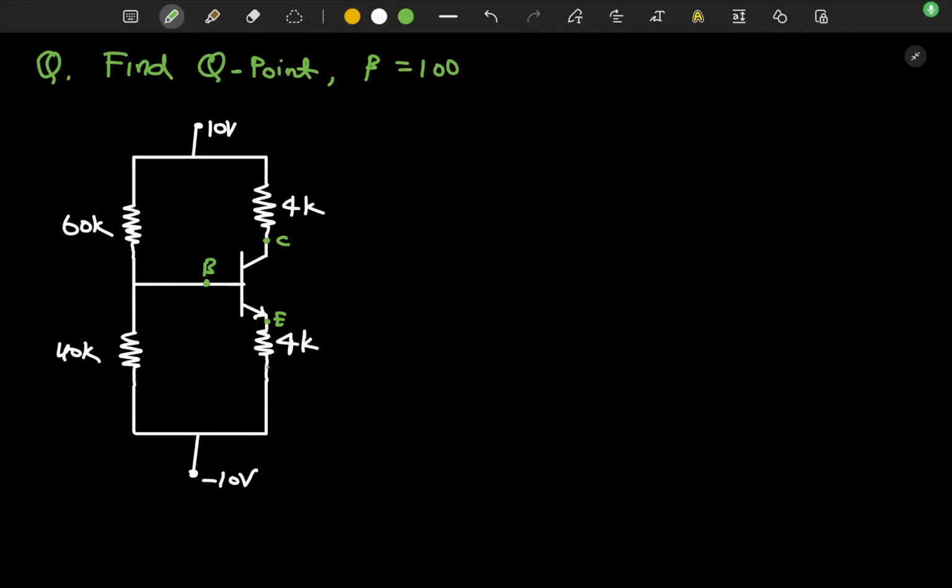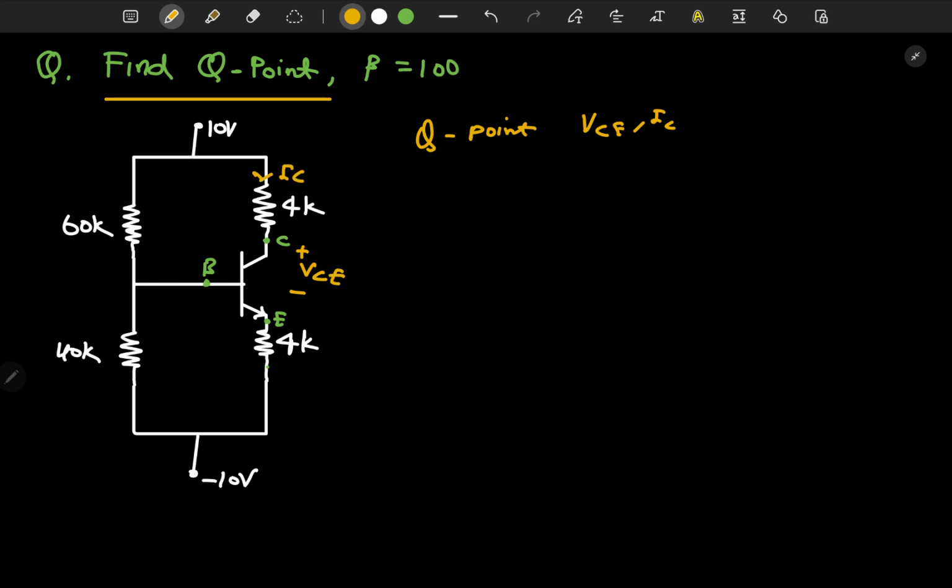Here we have one question regarding BJT, and in that question we have to find the Q point of the BJT. And what is the Q point? We know that the Q point is nothing but VCE and IC, the collector current and the collector to emitter voltage. This voltage VCE and this current IC.